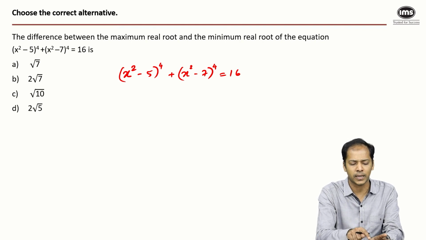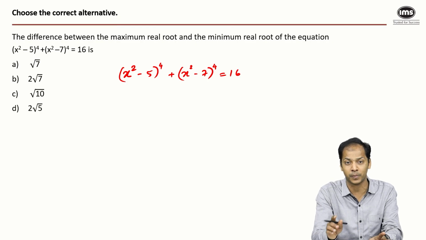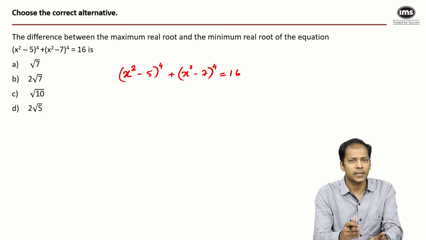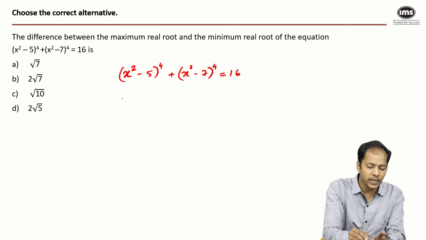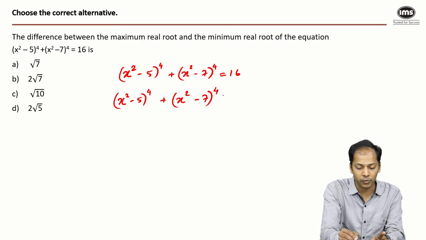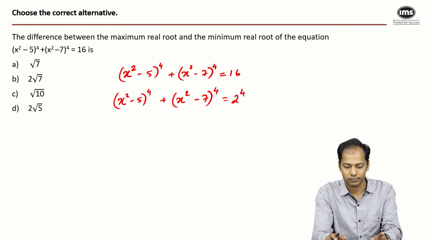The other thing which comes to my observation is that the LHS has two terms which are raised to the power 4, that is (x² - 5)⁴ and (x² - 7)⁴. And if I observe carefully, the RHS is 16, which is also the perfect fourth power of 2. So I'll write it in that format itself: (x² - 5)⁴ + (x² - 7)⁴ is equal to 16, which is nothing but 2⁴.